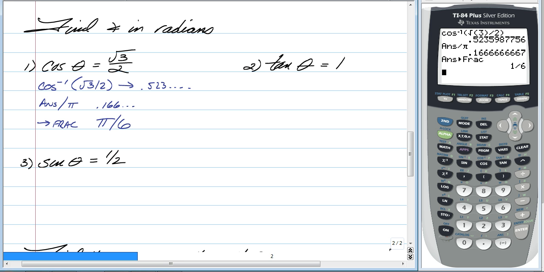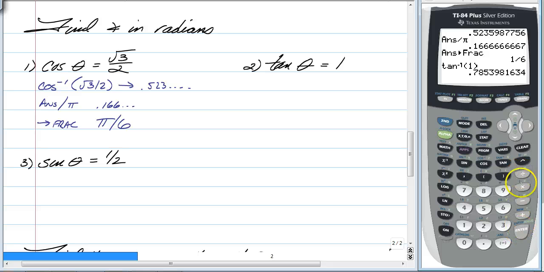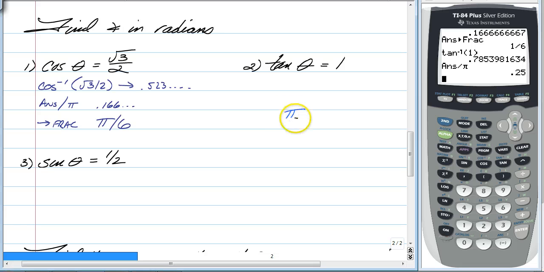All right, so number 2. I'll step you through one more. This would be second tan of 1. Click enter. Divide that by pi. And you get 0.25. I don't think you need me to math frac that for you to know that that's 1/4. So the answer is pi over 4. All right, you try number 2 or number 3 really quick. And if you got pi over 6 again, you would be correct. All right, so that's it for finding an angle in radians.